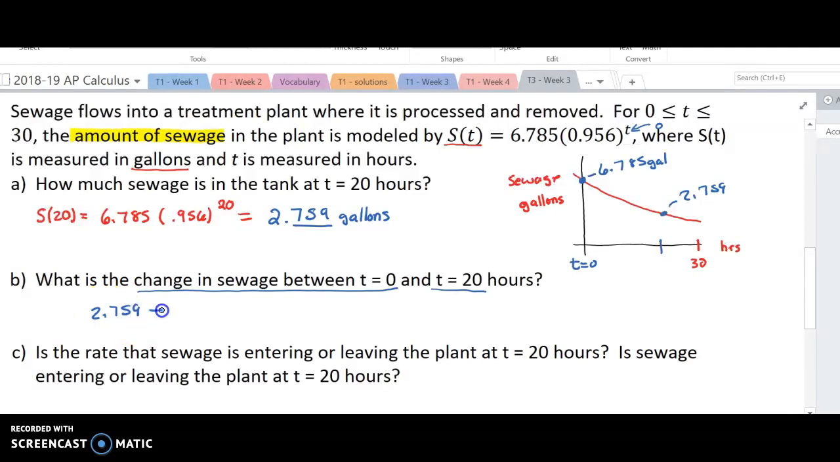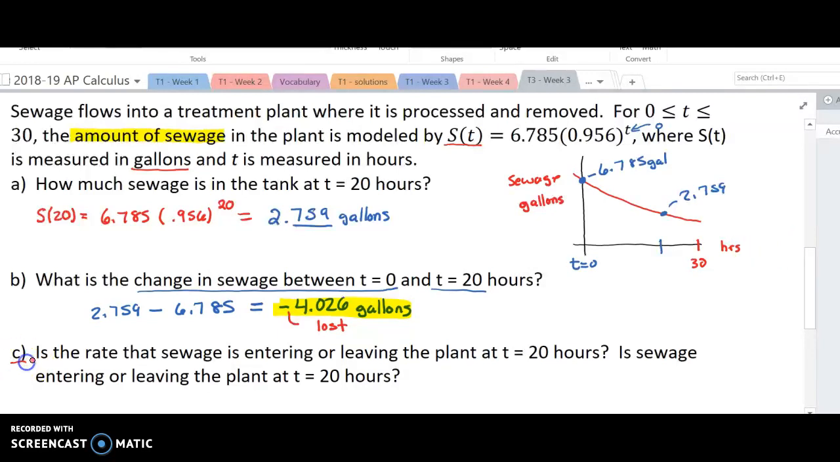2.759 minus 6.785, or a change of negative 4.026 gallons. That negative means we've actually lost sewage. We're going down, and at some point we'll get close to no sewage in the tank.